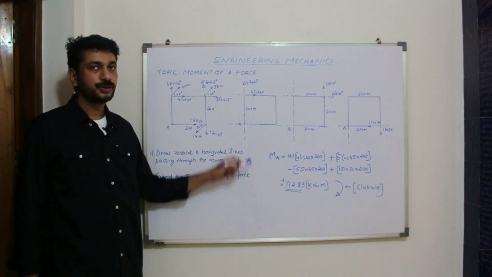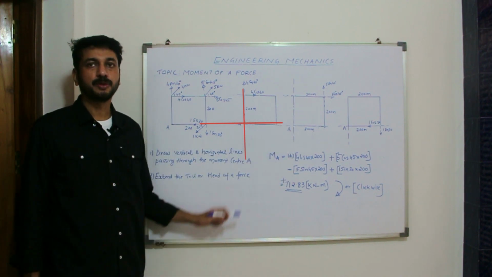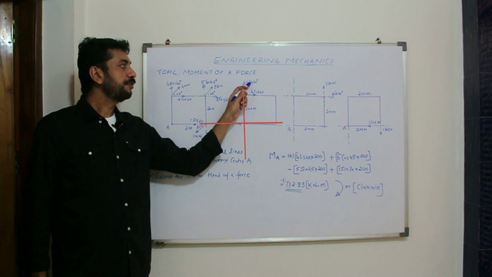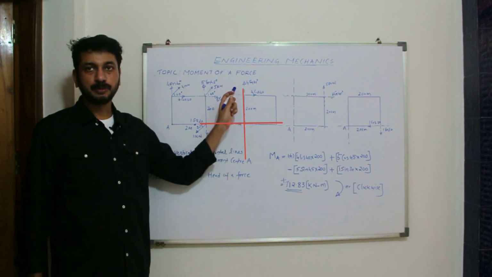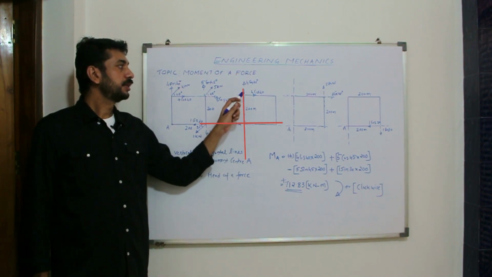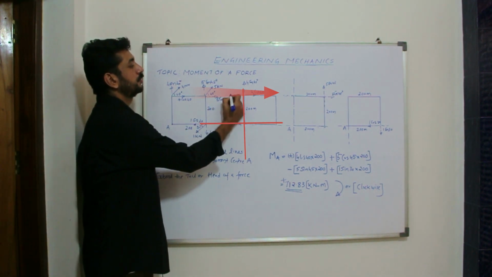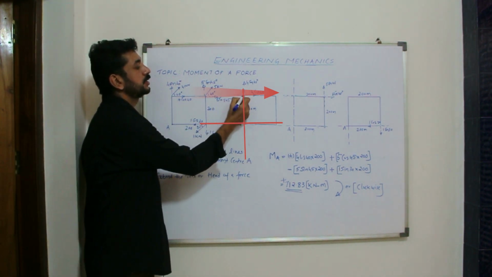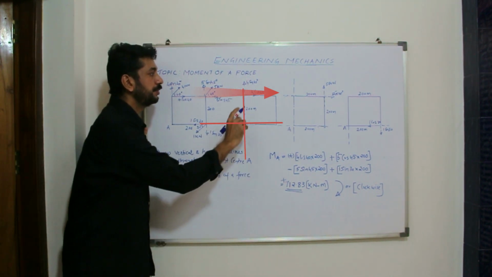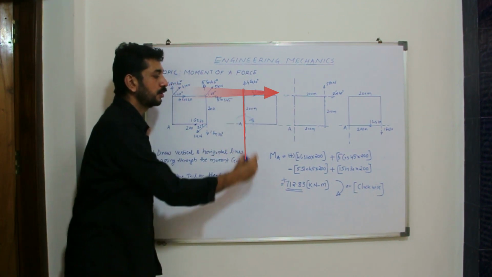First of all, draw a vertical and a horizontal line passing through the moment center A. The line of action of the force 4 sin 40 is passing through the moment center, so the moment will be 0. In the case of force 4 cos 40, extend the tail of this force to meet the vertical axis which is already drawn. Then we get a moment of 4 cos 40 into 200 in the clockwise direction.